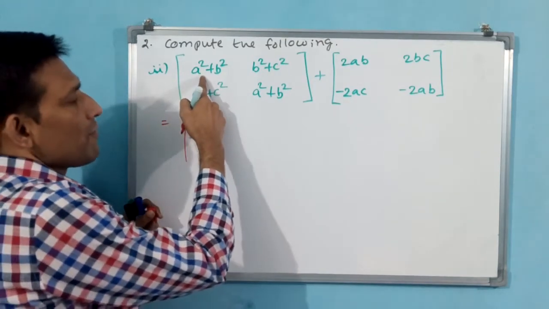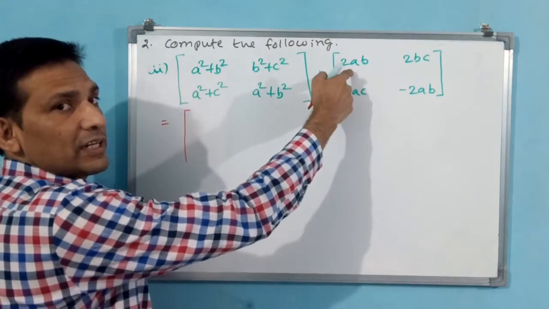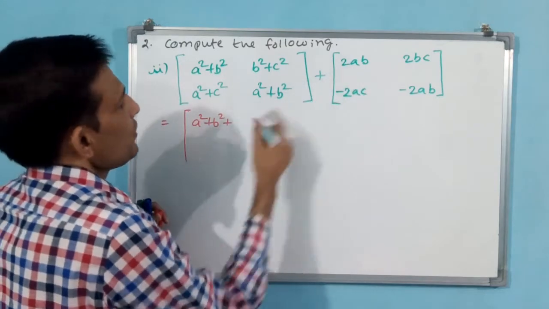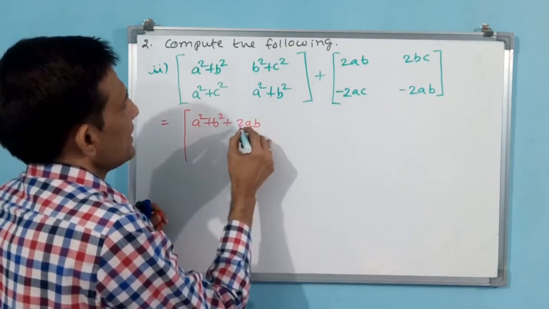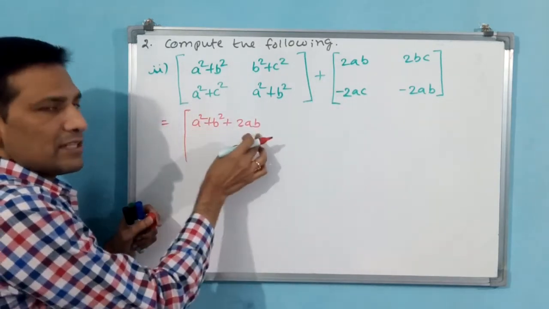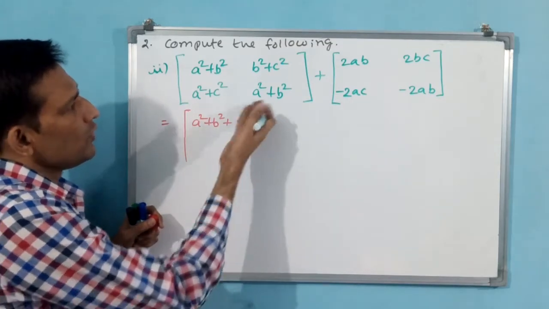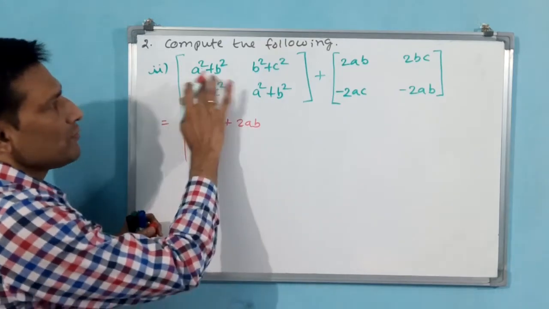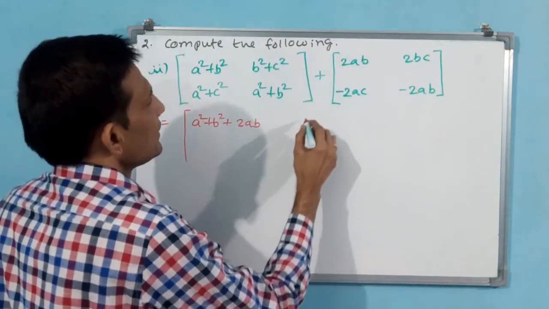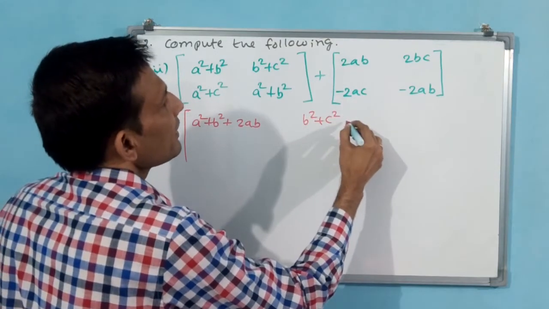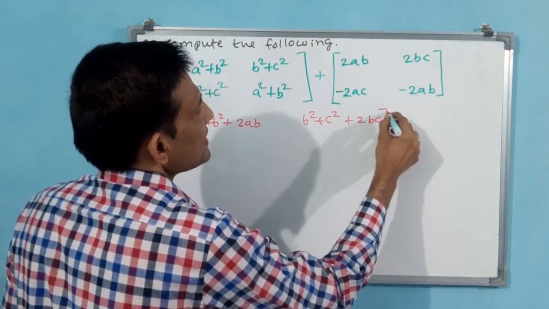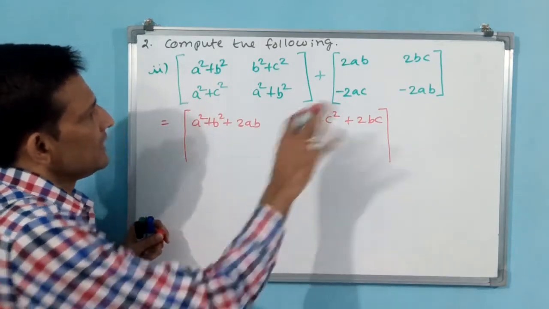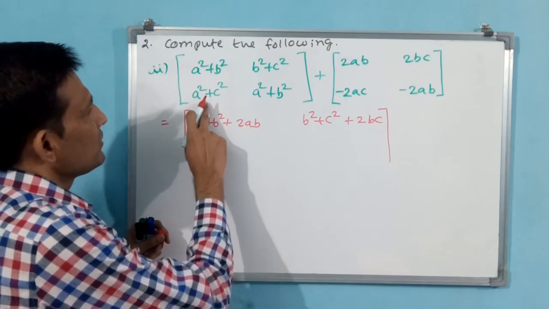Okay, now first row first column plus first row first column: A square plus B square plus 2AB. Why? Because in between plus is there. This is 1, this is 1, but because here plus is there, there is no need to keep parenthesis. Now here second one, B square plus C square plus 2BC. Okay, that is also over. First row over. Now come to second row.